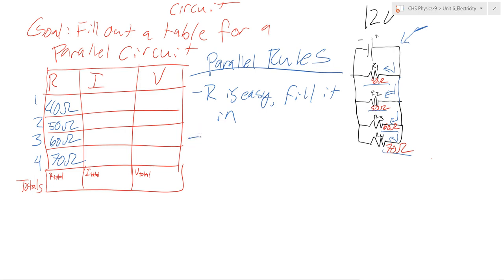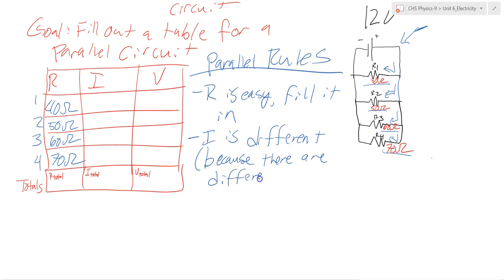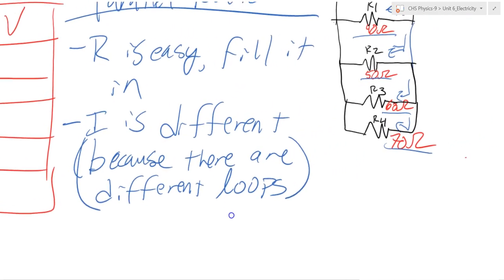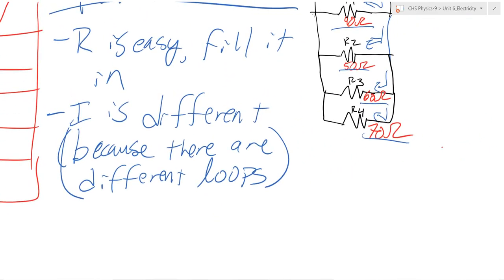Here's a major difference though. I is going to be different. This is because of our different loops. I is different because there are different loops. And then V is the same.